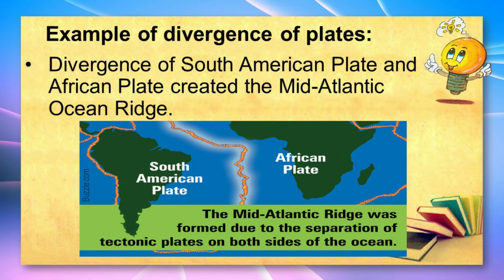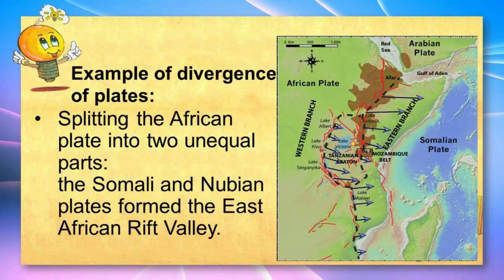Here are examples of divergence of plates. Divergence of South American plate and African plate created the Mid-Atlantic Ocean ridge. Another example of divergence of plates is the splitting of the African plate into two unequal parts. These are the Somali and Nubian plates which formed the East African Rift Valley.